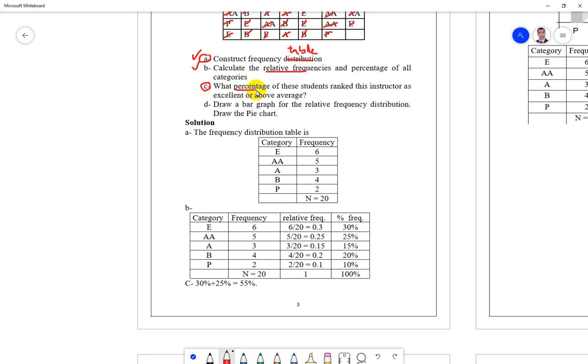If I ask you how many students evaluated the instructor to be excellent, if I'm saying how many, you can use the frequency values. How many students evaluated the instructor to be excellent? We can check that for E you have 6 values. So now the answer is that we have 6 students evaluating the instructor to be excellent.